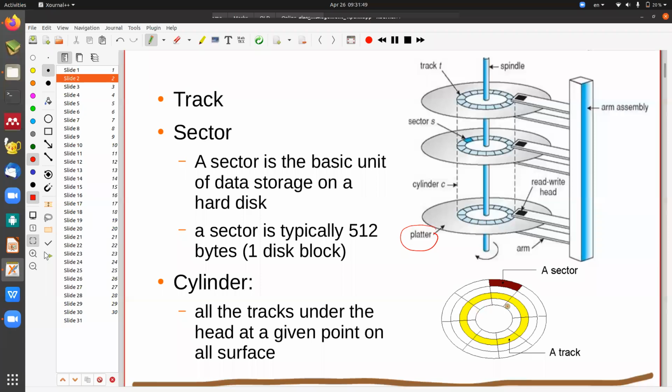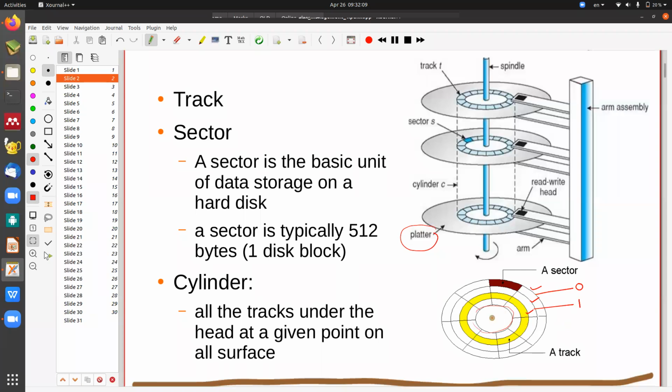इस surface में आप देखोगे एक circle रहता है, and this circle is called as a track. Okay, so एक track है, एक track है, एक track है, and this track number 0th track, this is 1st track, this is 2nd track, like this.